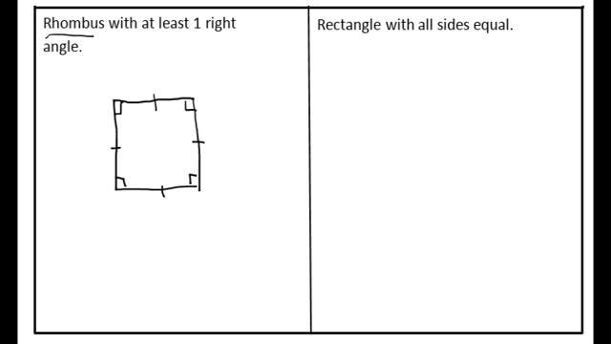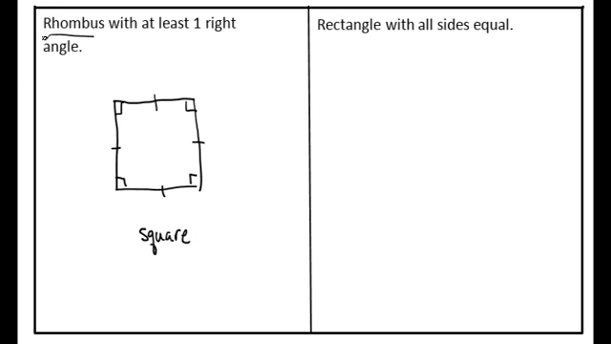When you look at this shape, you might notice that it is also a square. A square is a very special shape. It can be considered a rhombus because, again, the definition of a rhombus is a 4-sided shape and all 4 sides are equal. And a square has 4 sides and all 4 sides are equal.